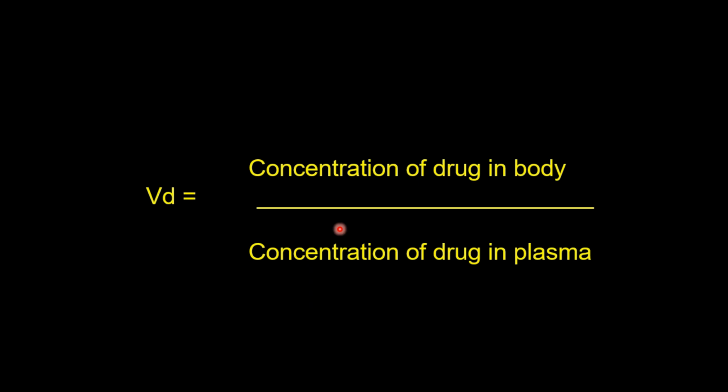Now, how will we calculate the volume of distribution? The volume of distribution is the amount of drug in the body divided by the concentration of drug in the plasma. That is, the dose of the drug administered in the body is divided by the concentration present in the plasma. So we have two scenarios.